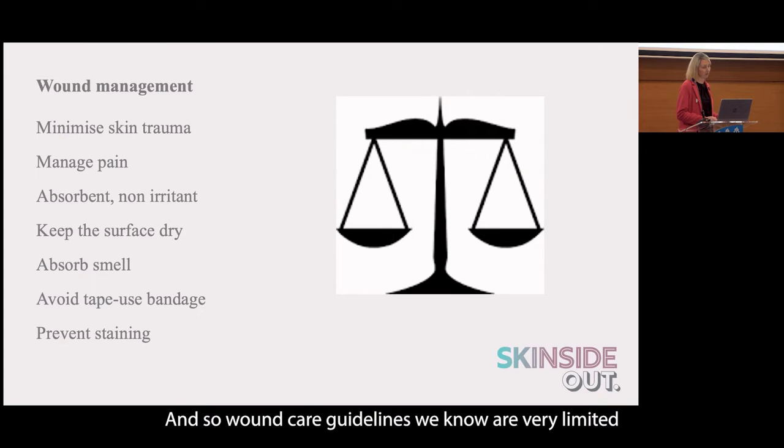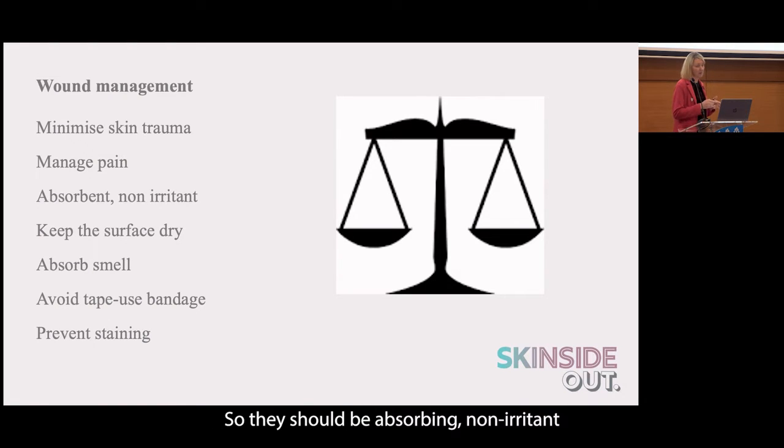So wound care guidelines we know are very limited. The main aim is to minimise skin trauma and to manage the pain, so dressings should be absorbent, non-irritant, and keep the surface dry. That's not just the wound itself, but the area around your wounds too, because that can cause a lot of trauma as well, and pain with dressing changes. They should absorb smell, avoid sticky tape as much as possible, and prevent staining on your clothes. One of the tips patients gave me was that white clothing showed less of a stain than dark clothing.